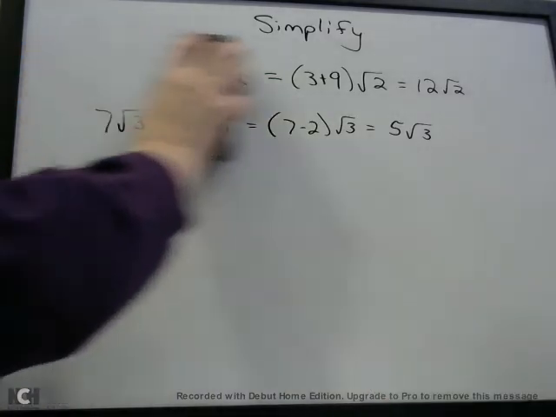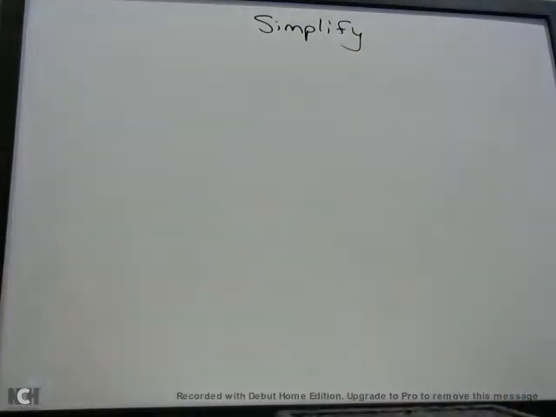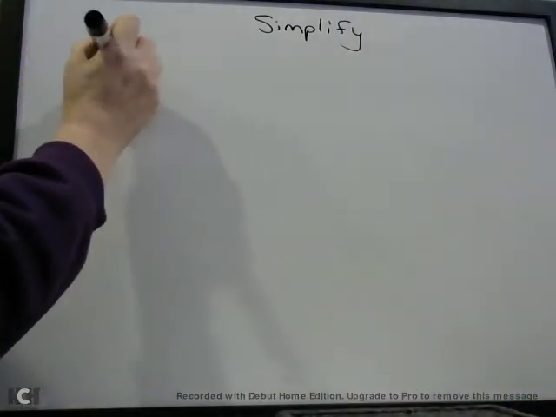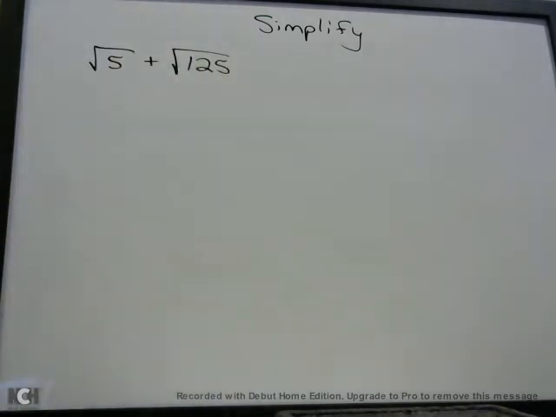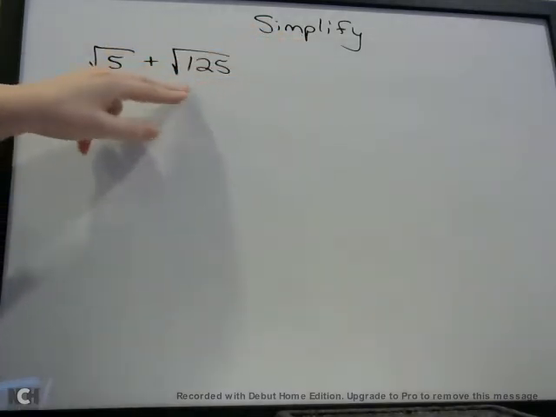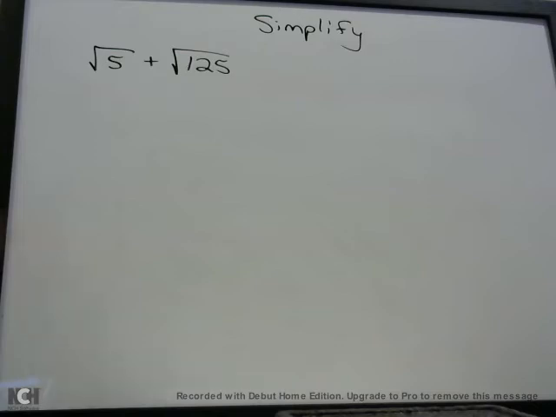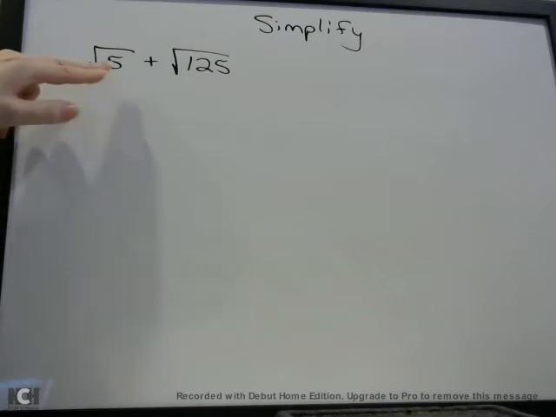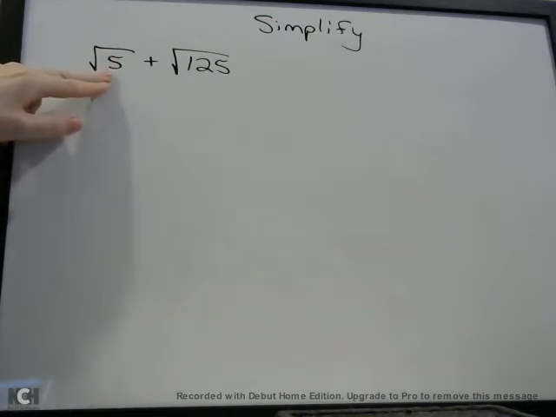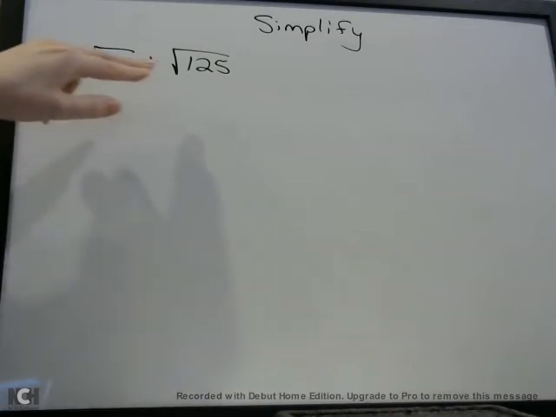So, if you have a problem, let's just say it's square root of 5 plus the square root of 125. This is a fairly complicated problem, and it says simplify. Well, we know that the square root of 5 is not a whole number because we have memorized the whole number ones, and we know in the multiplication tables that there's no number times itself that equals 5. So that is simplified as far as it can get.